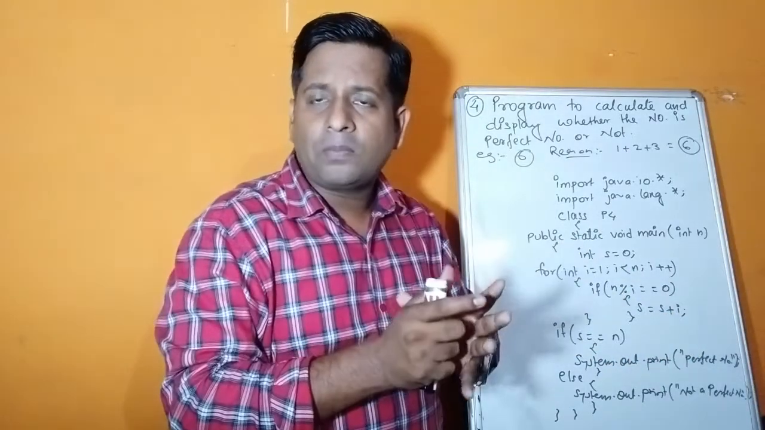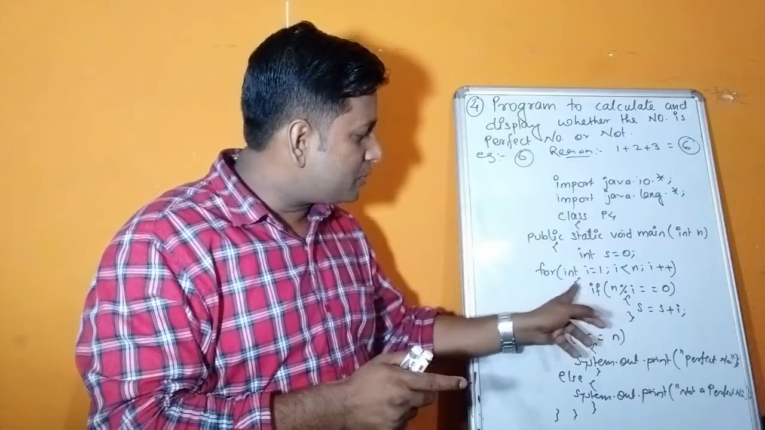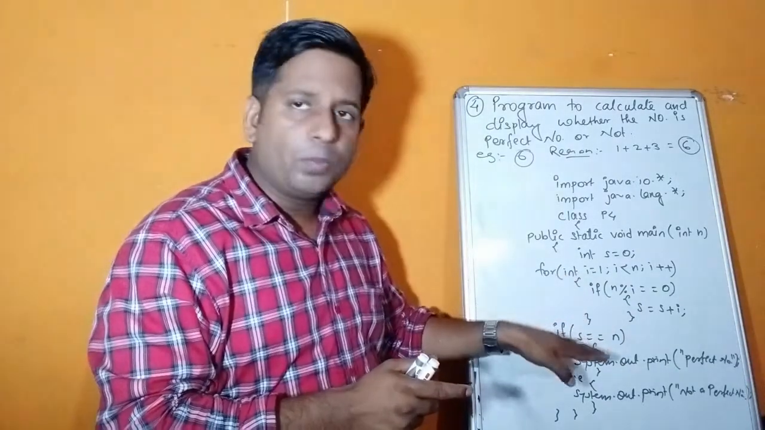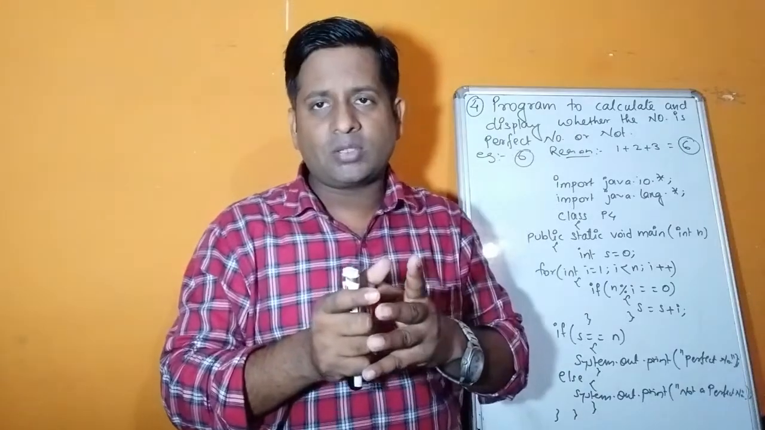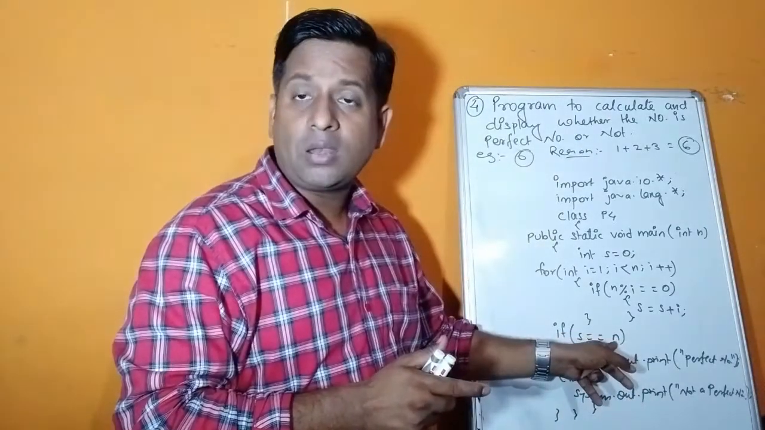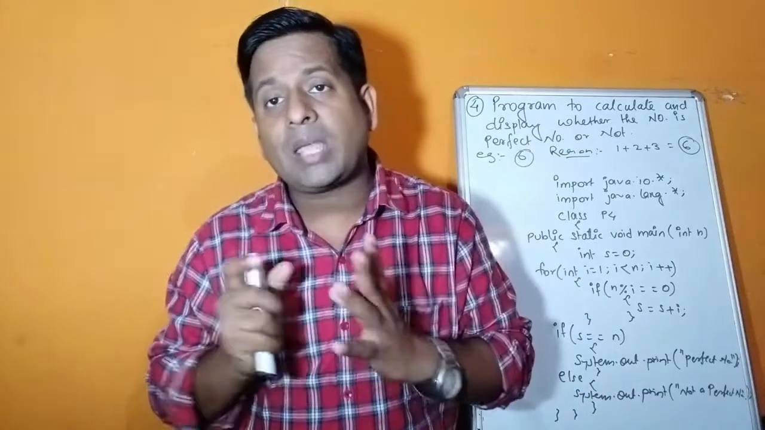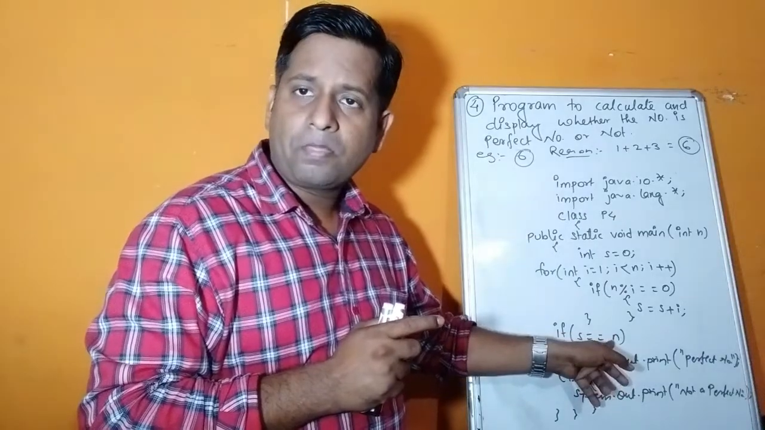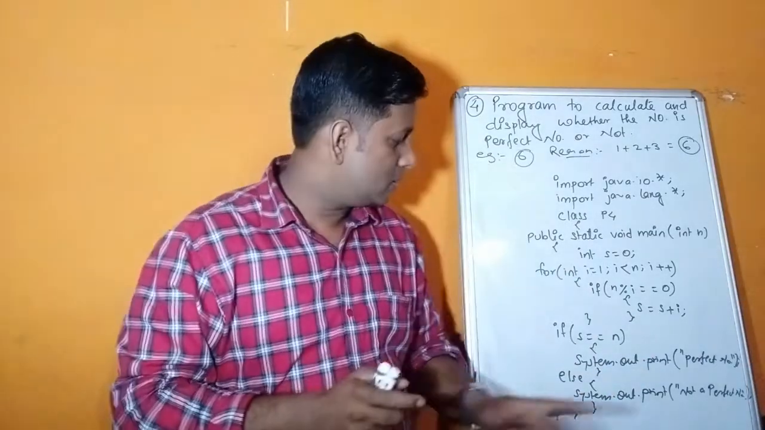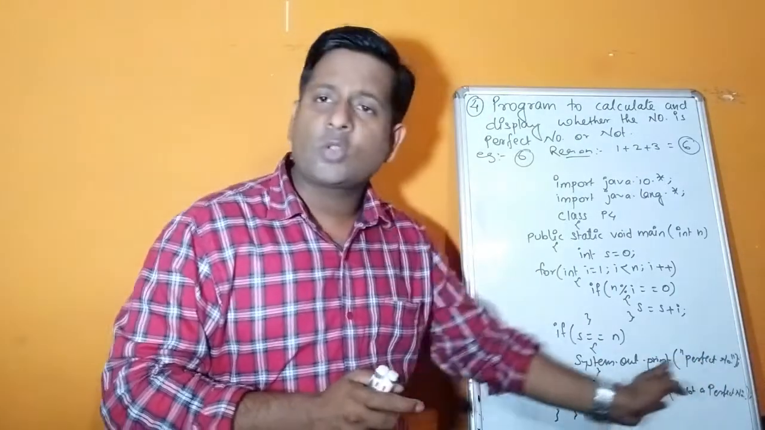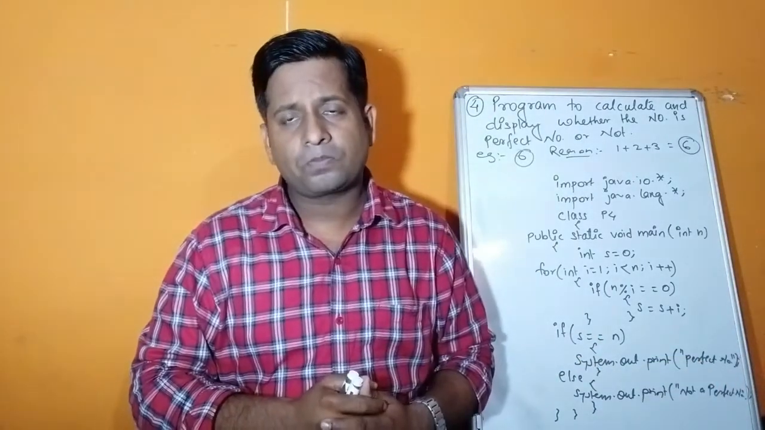That factor is added. Once the factor is added, this process will keep on going till the end of the loop. After completing the loop, we get the sum of factors stored in s. We'll check this with the original number, that is n. If both are the same, if the sum of factors is equal to the original number, then we can conclude that this is a perfect number, else this is not a perfect number.